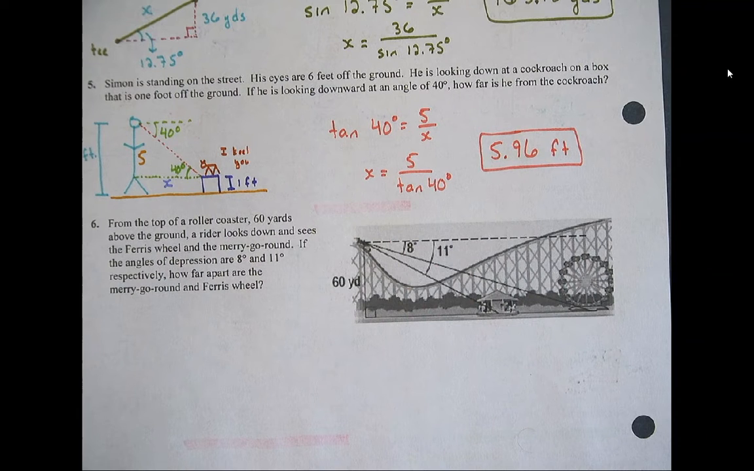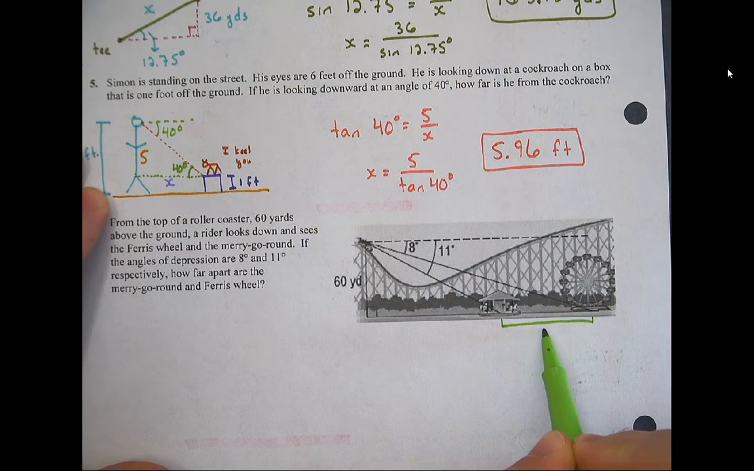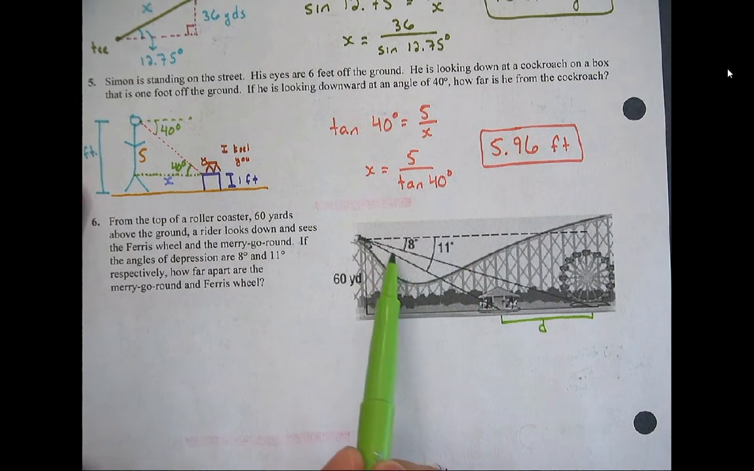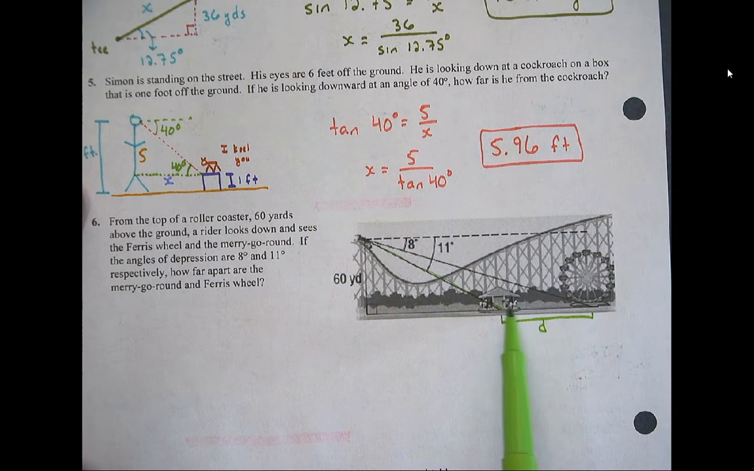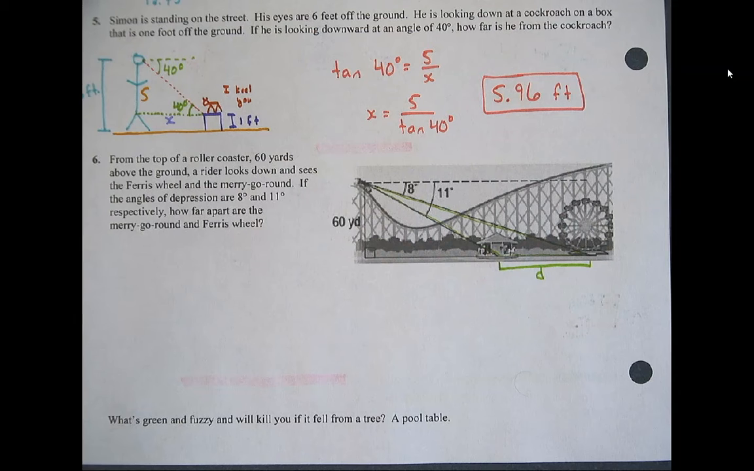Well, we're supposed to figure out the distance between the Ferris wheel and merry-go-round. I'm going to call that distance here, this is what we want, D for distance. Now, if you try to draw a triangle with just that, it's going to be this triangle right here. What's the problem with this triangle? It's not a 90-degree triangle, which means we cannot do SOHCAHTOA, which means we can't do our trig.